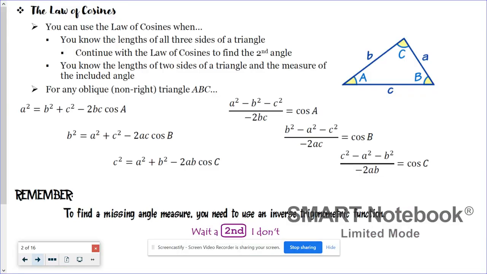So previously, we worked with the Law of Sines. And the Law of Sines worked when we had the buddy system. When we don't have the buddy system, you can use the Law of Cosines.